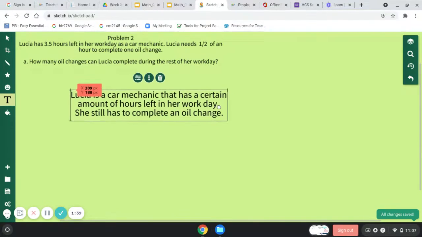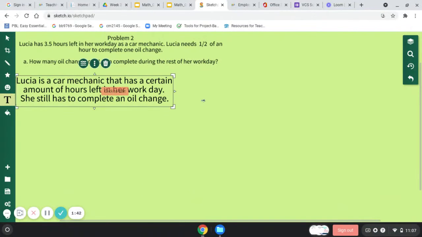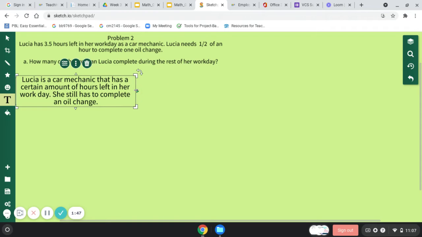I'm going to move this over to right here. And now we are going to read together for our second read. And after we complete the second read, I want you to think about the quantities that jumped out after we read it the second time. Okay, are we ready? Lucia has 3 and 5/10 hours left in her workday as a car mechanic. Lucia needs half of an hour to complete one oil change. So again, pause your video and think about what quantities do you think are important in this problem.